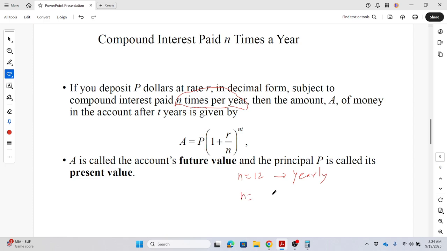If you are compounding daily, then you might have to use 360 days, according to the banker's rule. If you are compounding quarterly, then there are 4 quarters, so the value of n would be 4. So depending on how many times in a year you are compounding, you replace n by that number. T stands for the time in years, R stands for the rate, P stands for the principal, and A stands for the future value. Same thing, the only difference is n.